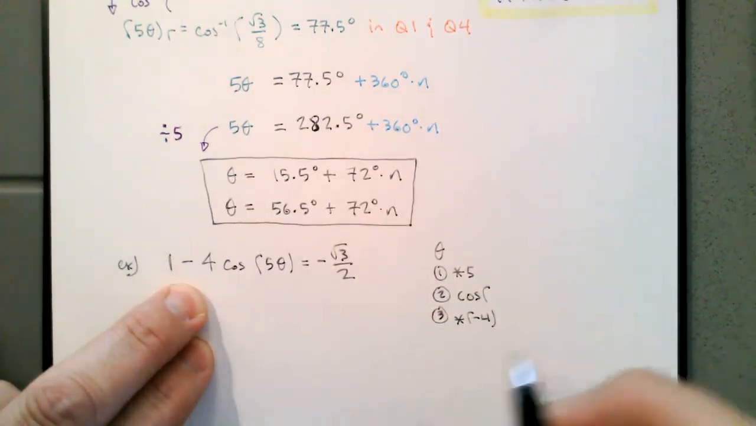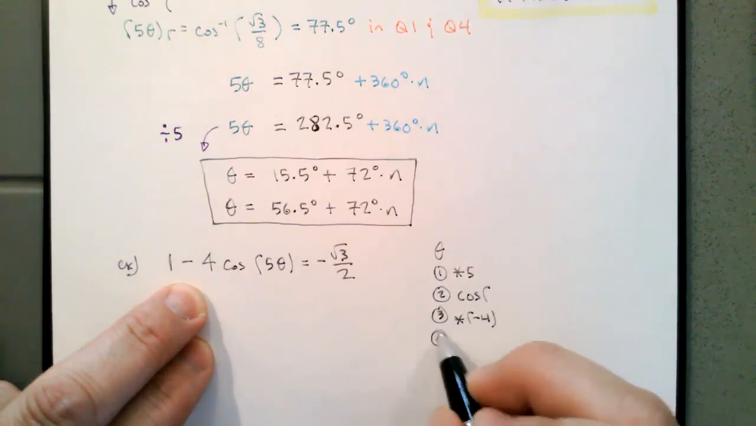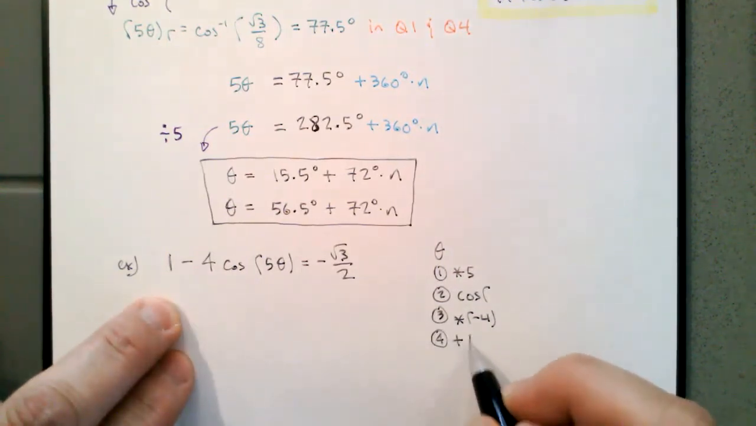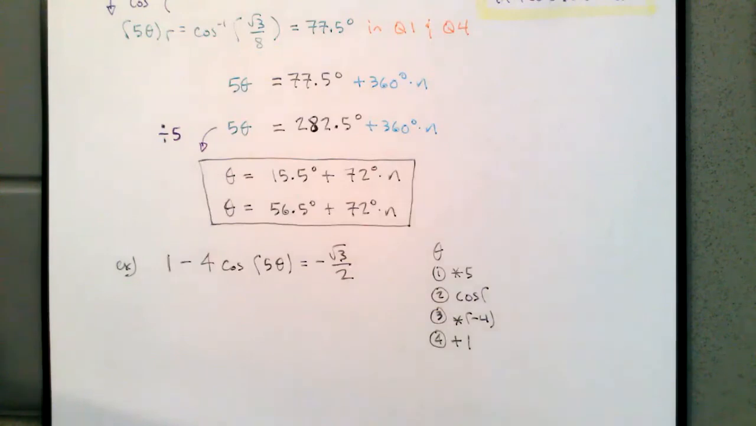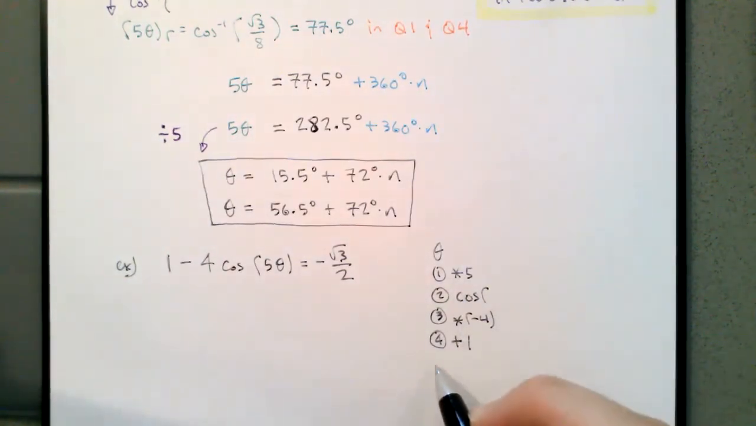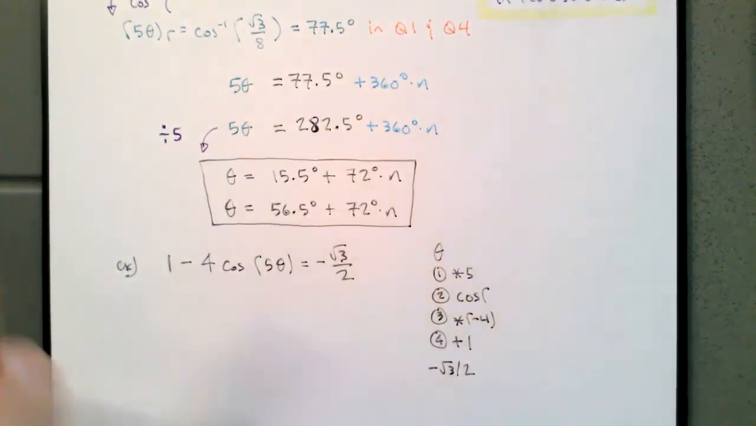Because multiplication goes before addition in the order of operations. And then we add 1. I know it says 1 minus, but we multiply by negative 4, so we just think of this as adding 1. And that turns theta into a negative square root of 3 over 2.